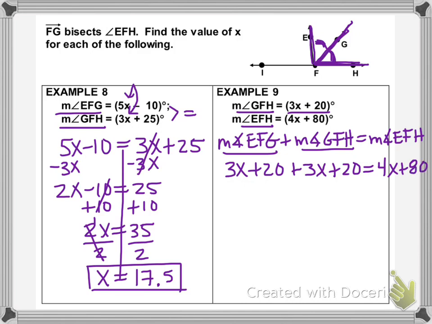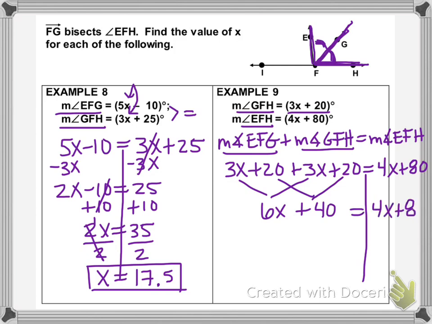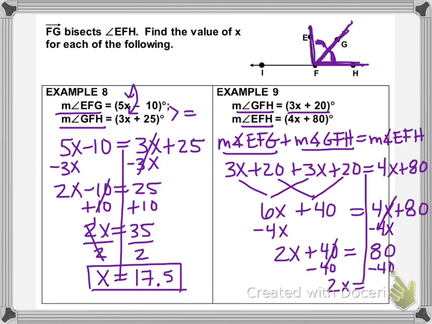Alright, so let's go ahead and solve this. We're going to combine our like terms. 3x plus 3x is 6x. 20 plus 20 is 40. And that equals 4x plus 80. Get our variables to the left side. Subtract 4x on both sides. 4x minus 4x is 0. 6x minus 4x is 2x. Plus the 40 equals 80. Move our constants to the other side, so subtract 40 on both sides. So 2x equals 40. Last step, divide both sides by 2.